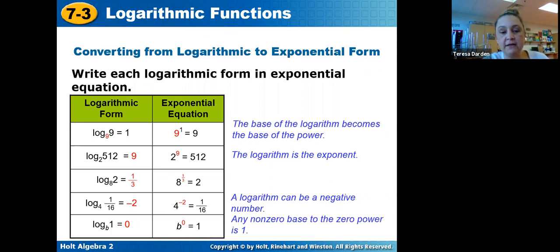I want you to notice on this last one, log of 1. I don't care what the base is. Any logarithm of 1 is equal to 0 because in order to get from the base of the log and raised to a power, in order for that to equal out a 1, the power has to be 0. So the logarithm of 1 is always 0.